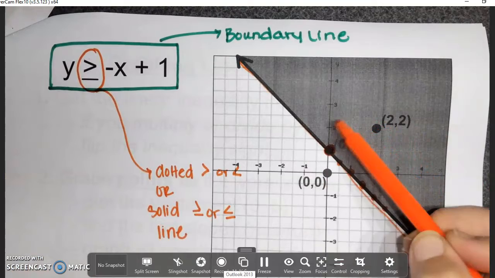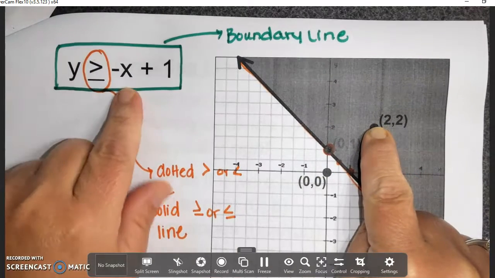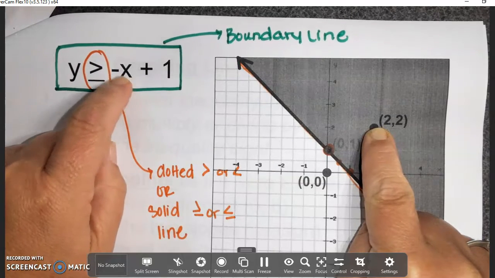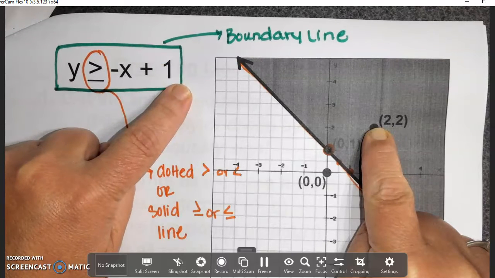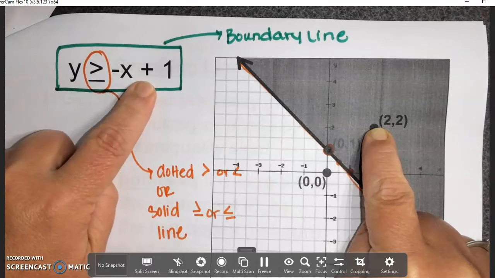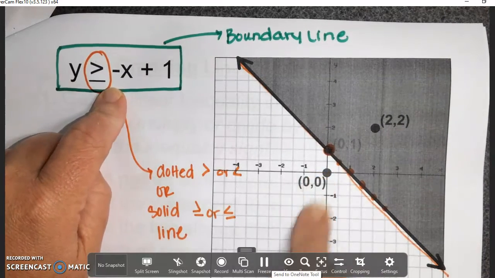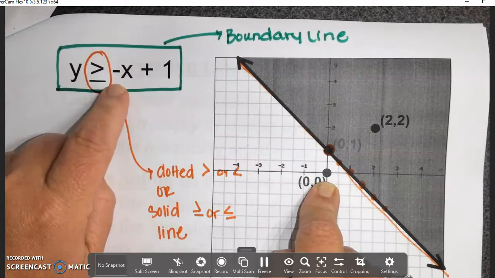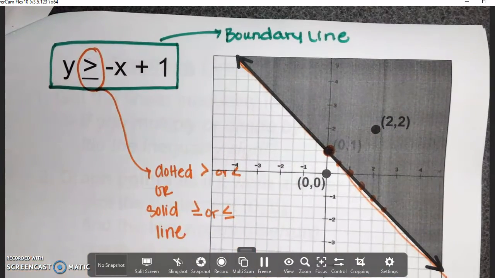And then I determine what side I'm going to shade on. So I just pick a random point, 2, 2. So when x is 2 and y is 2, is this true? So negative 2 plus 1 is negative 1. Is 2 greater than or equal to negative 1? Yes, so this includes. Now, let's try another point over here to see if this side's true. If x is 0, then y is 0. 0 plus 1 is 1. Is 0 greater than 1? No, so this side is not included.